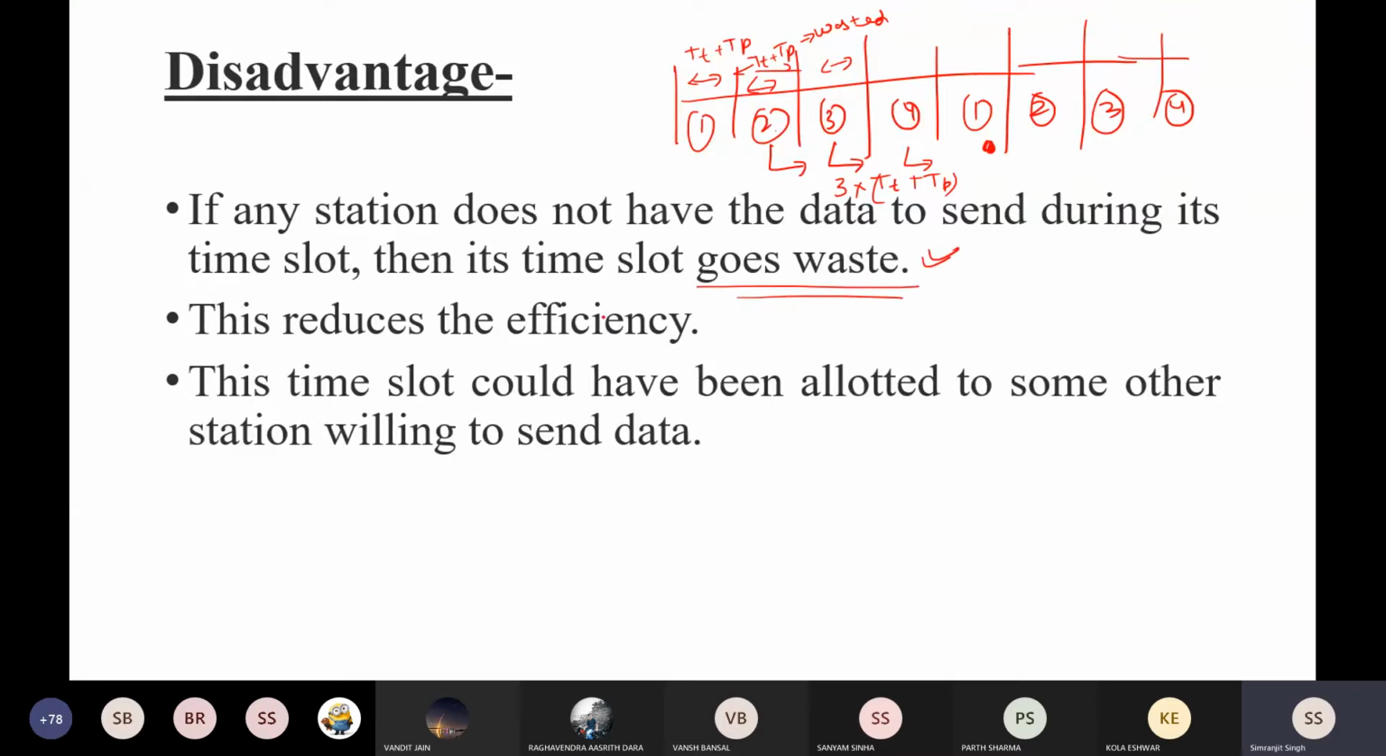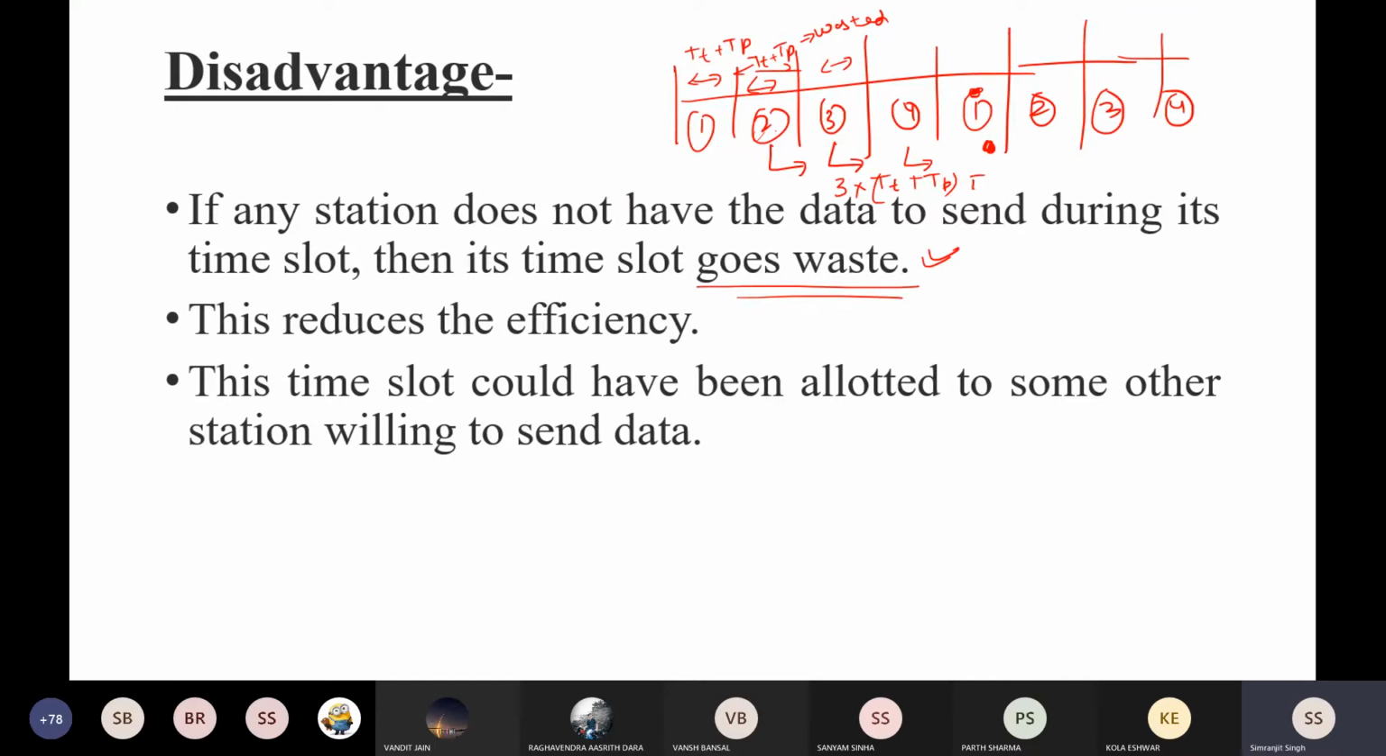This reduces the efficiency further, and the slot could have been allotted to some other station that is willing to send data. At this particular time, this slot should have been allotted to this one because it already wants to send the data, but actually it will get its turn after 3 into TP plus TT time. That is the main disadvantage of using the time division multiplexing approach.